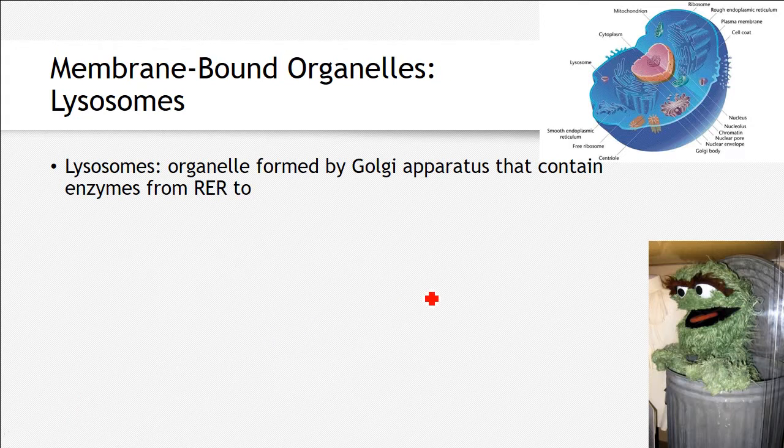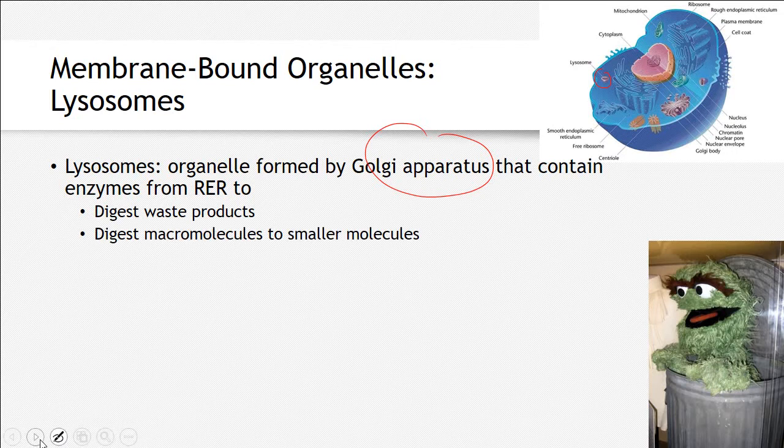Lysosomes, these are organelles once again formed by the Golgi apparatus. You see a couple over here. And then they end up getting their enzymes from the rough ER. They help digest waste products using their enzymes. And that actually helps digest macromolecules into smaller molecules too. Macro means big molecules. So they break down bigger molecules into smaller molecules using the digestive enzymes.